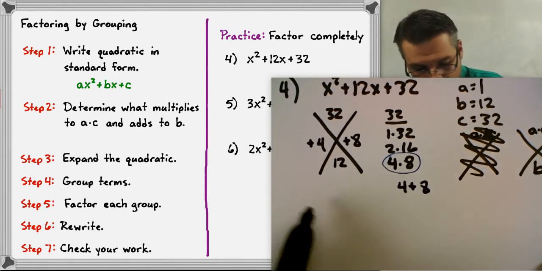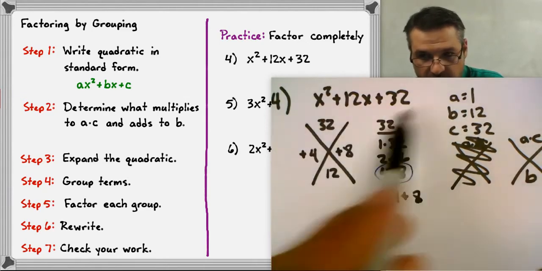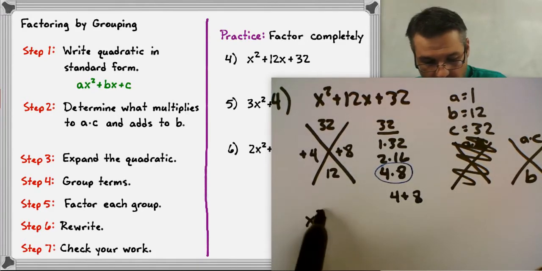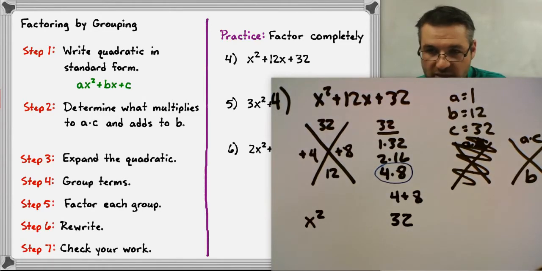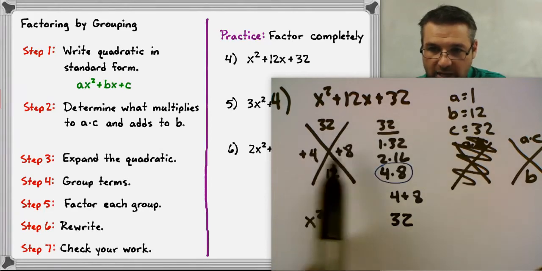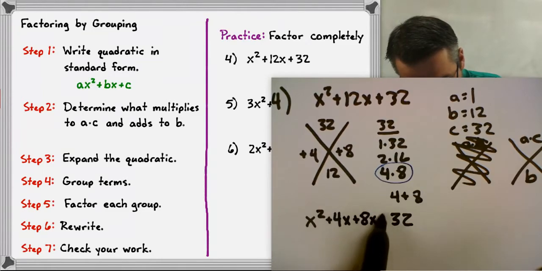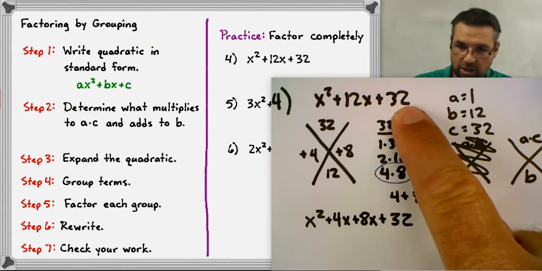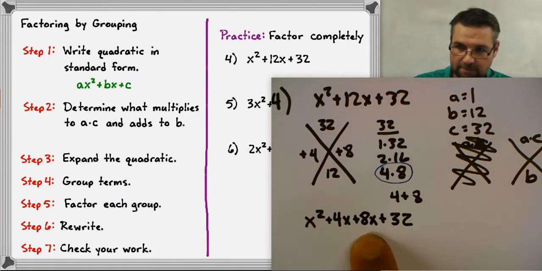So we did step 2. Step 3 is to expand the quadratic. So we're going to take the x squared plus 12x plus 32 and simply rewrite it. The first term, the x squared, is the same. The 32 is the same. The only thing that changes is the 12x gets replaced with 4x and 8x. So we'd say plus 4x plus 8x and then plus 32. So the only thing we changed out of this trinomial is that we expanded the middle term to 4x and 8x, okay?